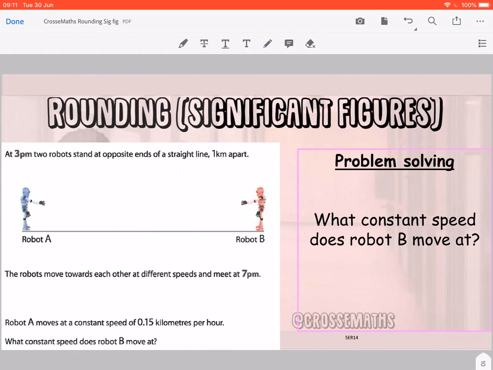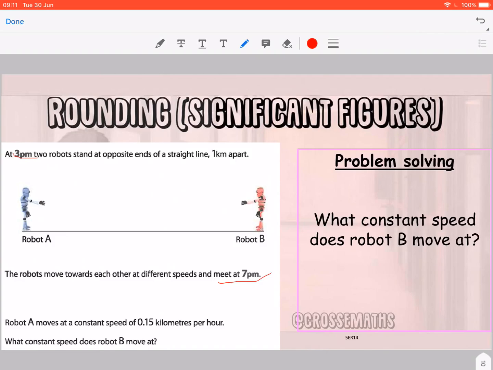Right guys, that should be all done, okay? Now it's quite an easy question, but it's very visual, okay? So you've got to draw the picture out and draw on it. I always say draw it out, it makes it so much easier, especially when you're talking about stuff. The robots move towards each other at different speeds and meet at 7 p.m. They started at 3 p.m. and those are key points, okay? Because they met at 7 p.m. and started at 3 p.m, they've been travelling for 4 hours.